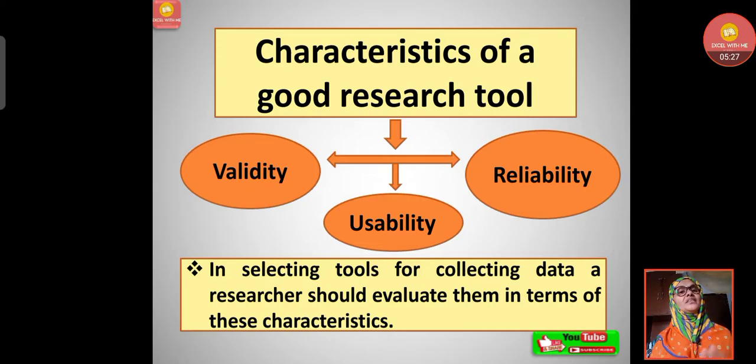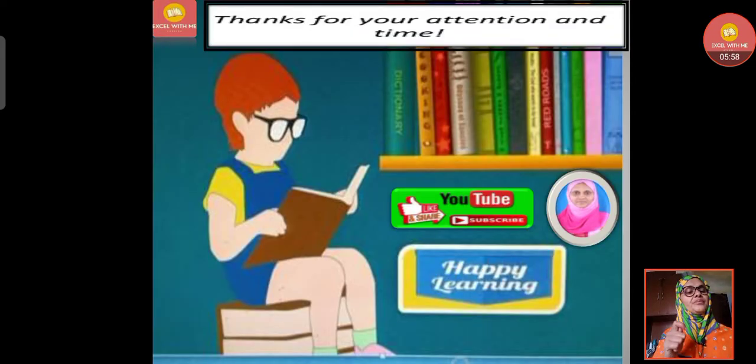Now, what are the characteristics of a good research tool? This is the main important part of this research tools topic. That is, first, validity, reliability, and then usability. These are the three main characteristics of a good research tool. That is, in selecting tools for collecting data, a researcher should evaluate them in terms of these characteristics. So, we will understand each characteristics in one class in the future lessons.